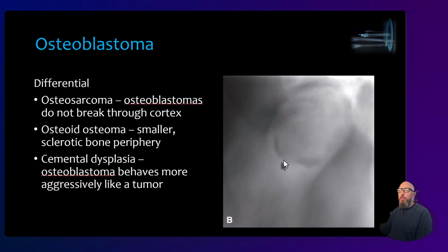So you might have both on your differential. Osteoid osteoma, what did we say? Smaller. So smaller than what? 1.5 centimeters. And they really respond to NSAIDs. Cemento-osseous dysplasia, well, once we reach the point where it's larger than 1.5 centimeters, osteoblastoma starts to behave more aggressively, more like a true benign tumor, more expansile.